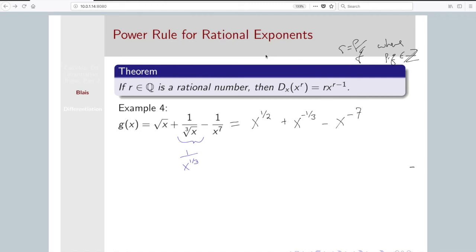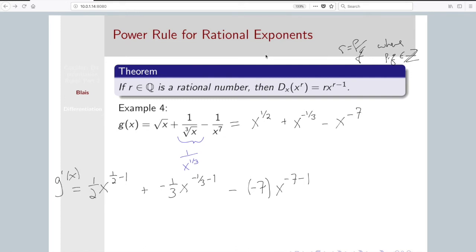And we can now differentiate term by term. And again, we're using the same power rule. So for this first term, the 1/2 comes out front. And then we'll be very explicit to see how this works. And then you subtract 1 in the exponent, just like before. For the next term, the minus 1/3 comes out front, and then you subtract 1 in the exponent. For the next term, we have a minus 7 coming out front, and you subtract 1 in the exponent to get g prime of x.